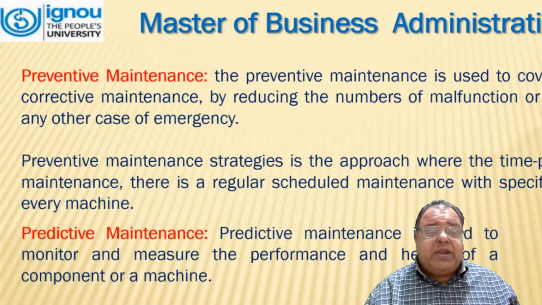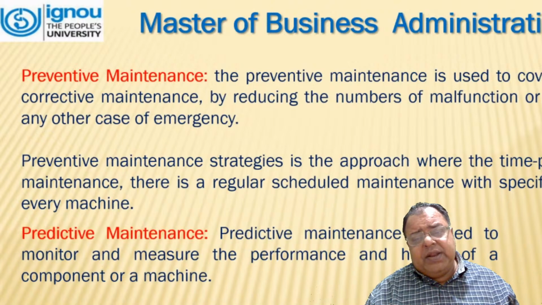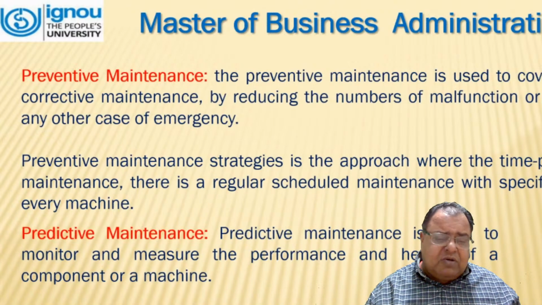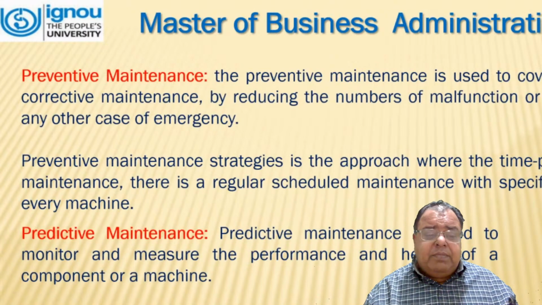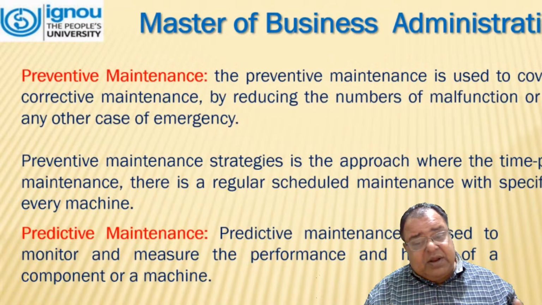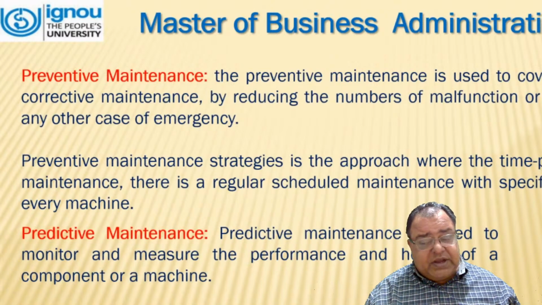Second one is preventive maintenance. Preventive maintenance is used to cover the limitations of corrective maintenance by reducing the number of malfunction or failure incidents or any other cause of emergency. Preventive maintenance strategy is the approach where the time plan is ready for maintenance. There is a regular scheduled maintenance with specific time intervals for every machine.